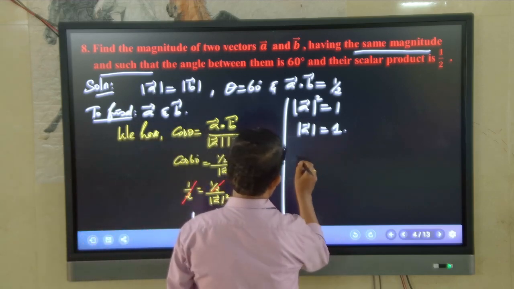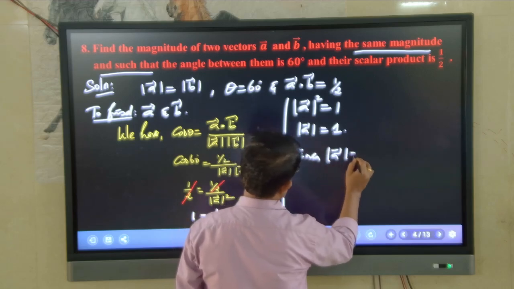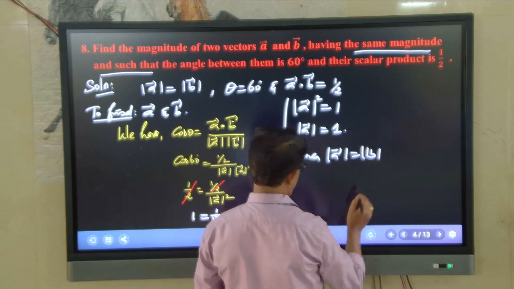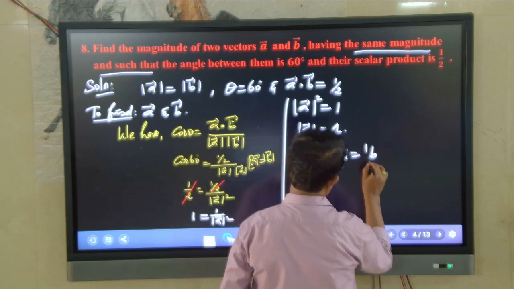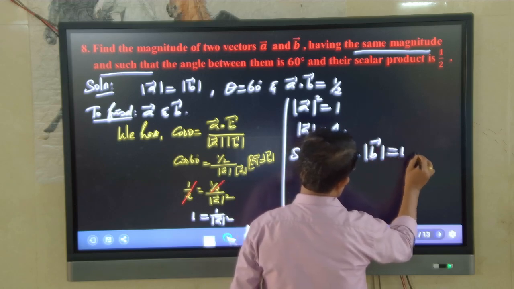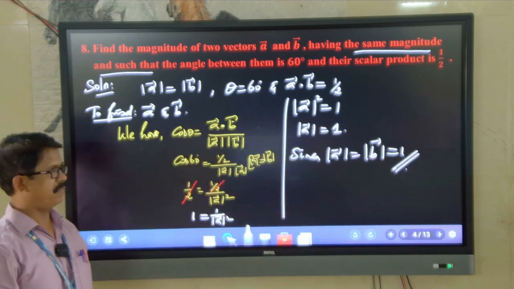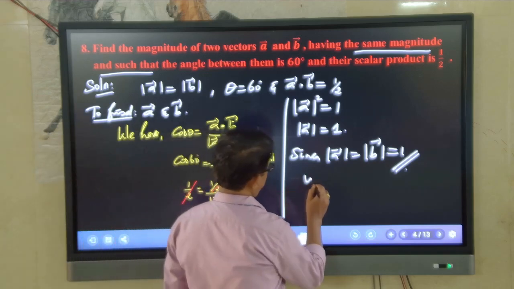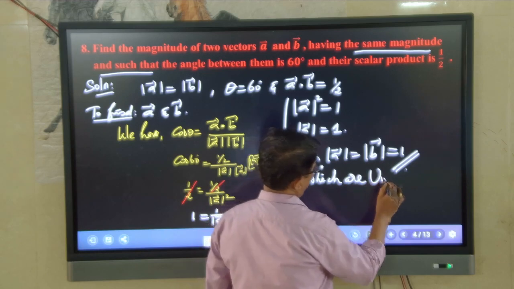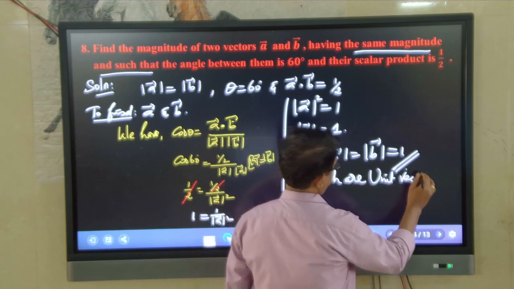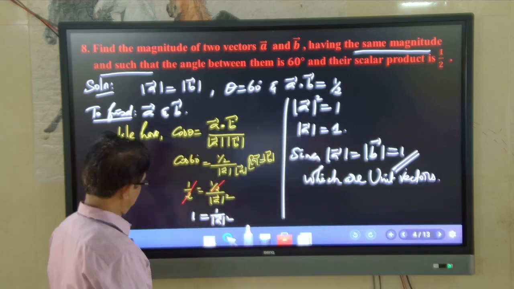Then since they are given that the magnitude of a vector equal to the magnitude of b vector, check the answer. Then modulus of b vector equal to 1, which are unit vectors. If we need, write it: which are unit vectors. Okay, can I go to question number 9?